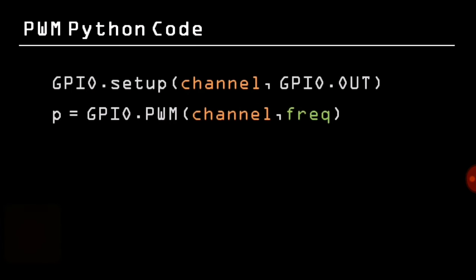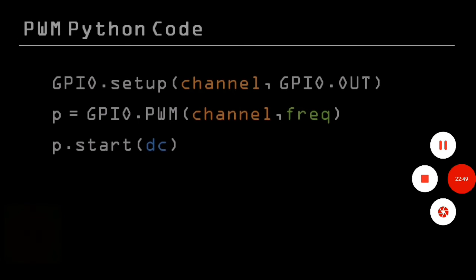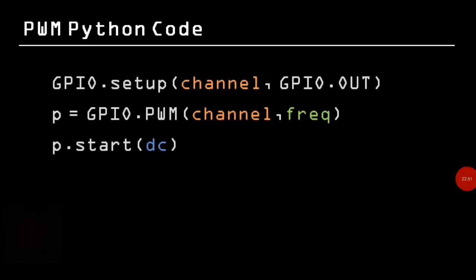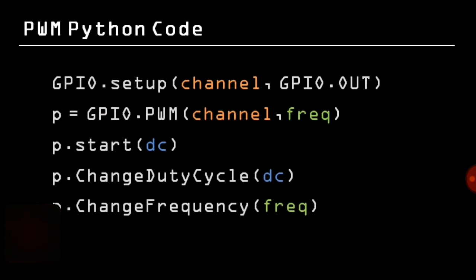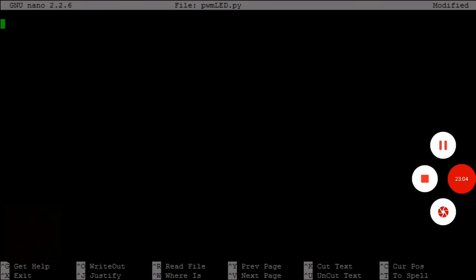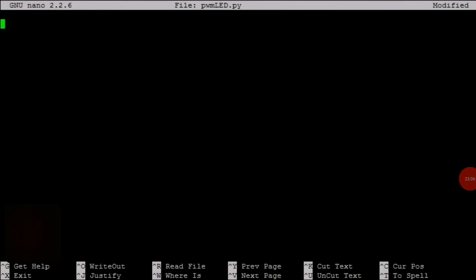To start an instance of pulse width modulation, we use .start with the duty cycle in brackets. To dim or brighten an LED, we will need to continually change the duty cycle, which we can do using this method. Also, if we want to change the frequency, we can do so with this method. Lastly, we can stop the pulse width modulation using .stop. In this program, we'll set up one LED to continually dim and light.